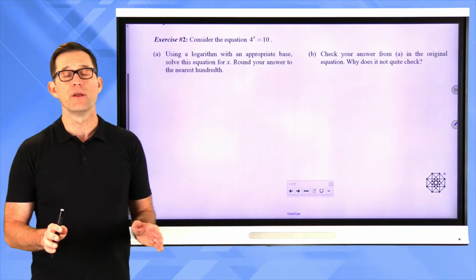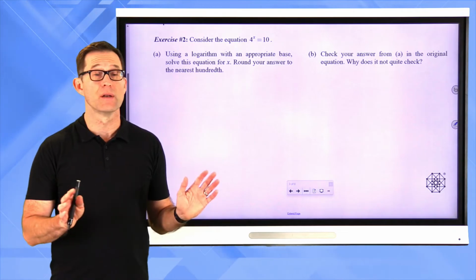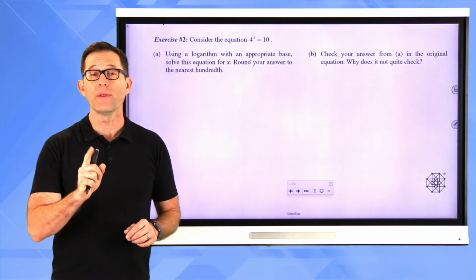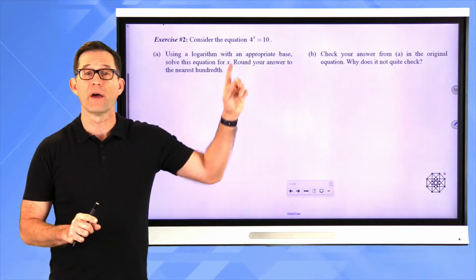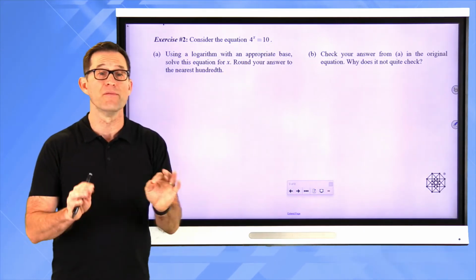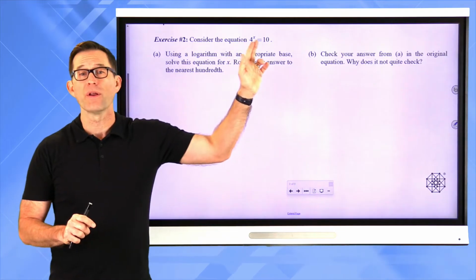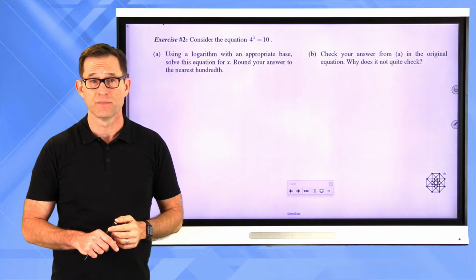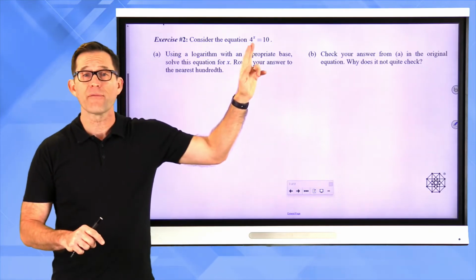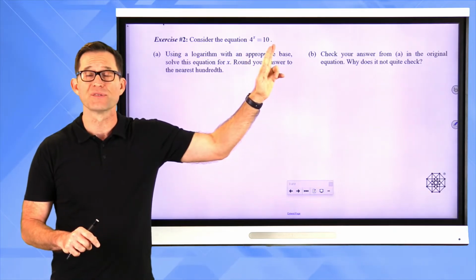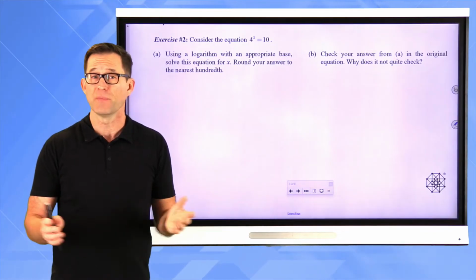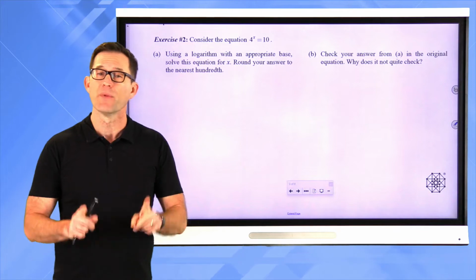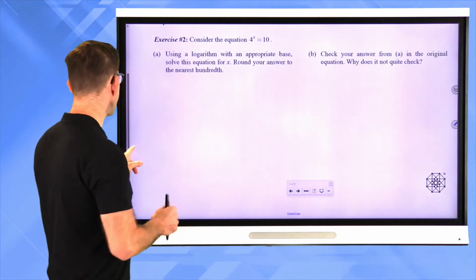Now, just as a side note, before we go on and do this, which is going to be very, very easy: in our last unit, the only way we could have done this is either by finding a common base for both sides, which would be very difficult because 4 and 10 don't have any naturally occurring common base, or we would have graphed y equals 4 to the x and y equals 10 and found their intersection point. That's fine, but it takes time, and it takes a lot of technology. So let's take a look at how we can do this with logarithms.